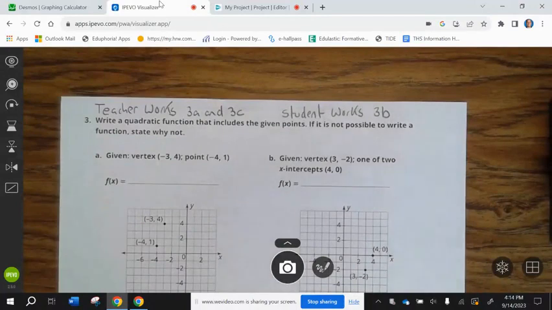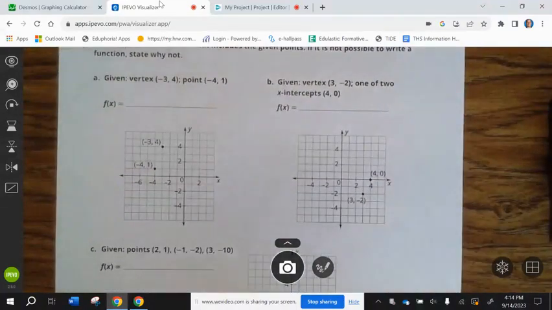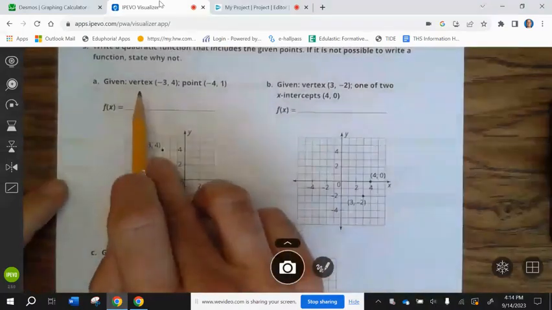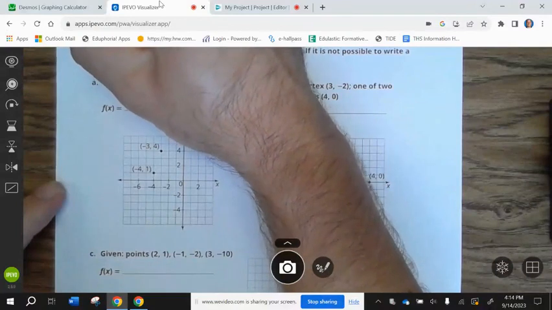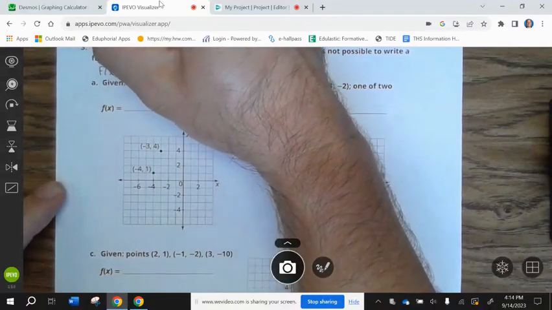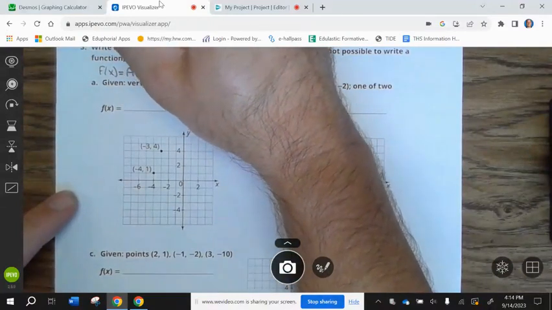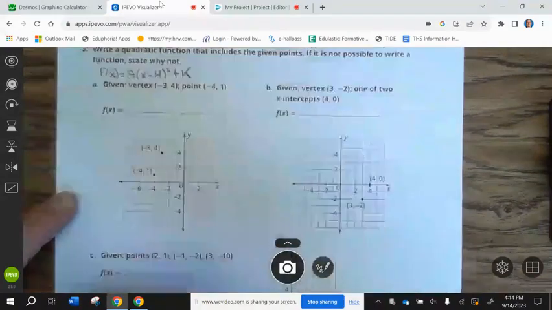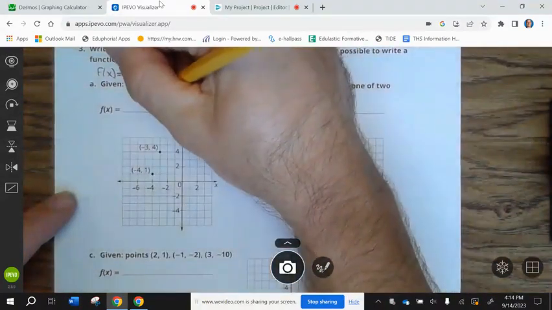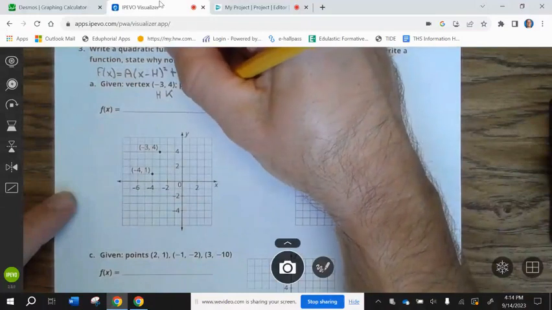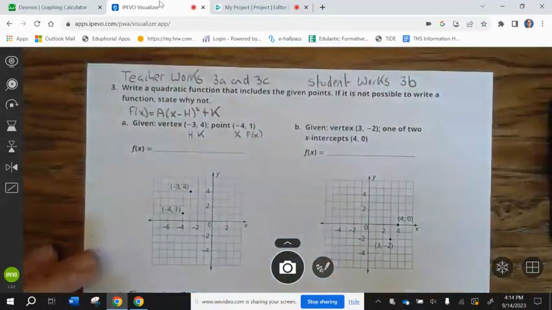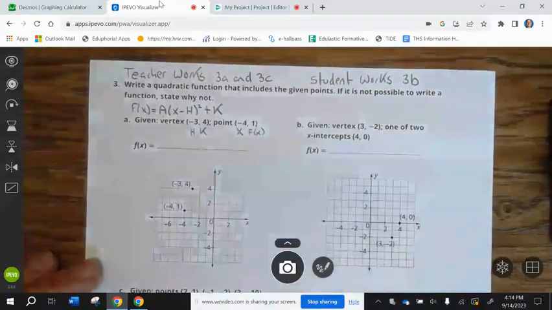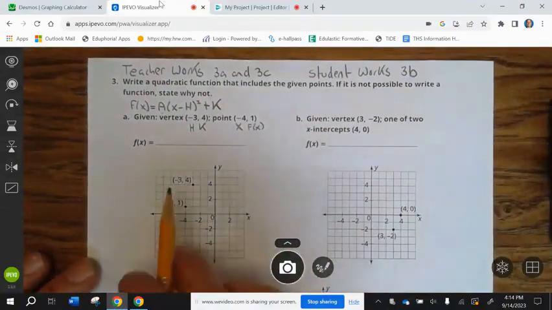All right, teacher works 3A and 3C, student works 3B. So let's take a look at 3A, okay? Now, when I see vertex and point, I think vertex form. So I think f of x equals a, parentheses x minus h squared plus k. Because I was given h, and I was given k, and I was given x, f of x. I'm going to plug these in, solve for a, and I have my equation. Okay, so let's do that.